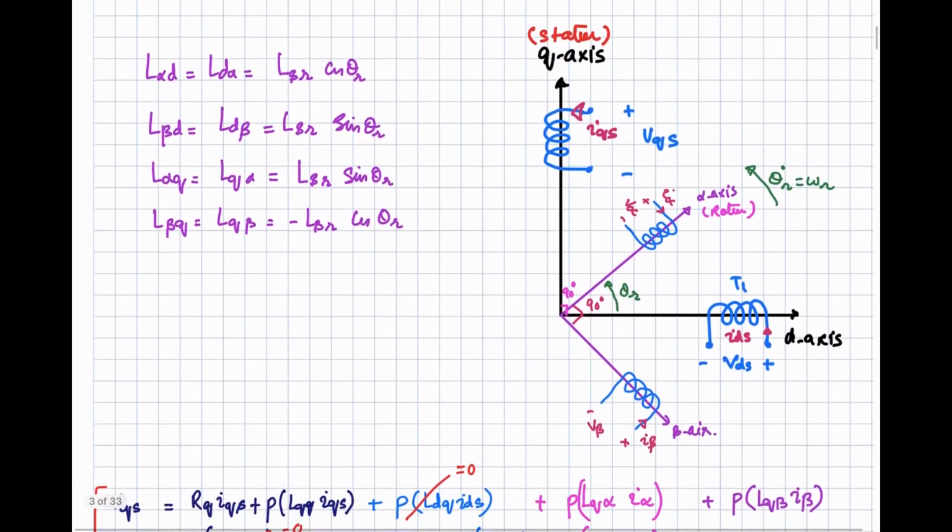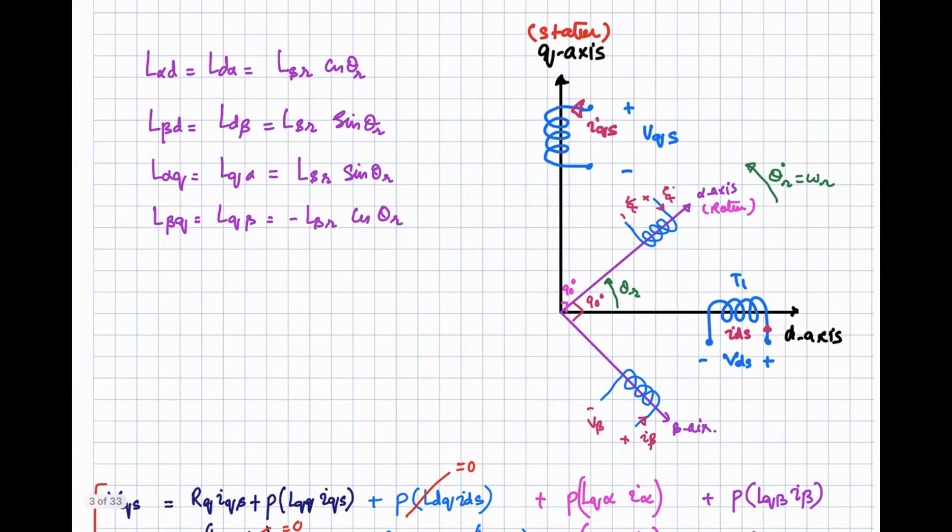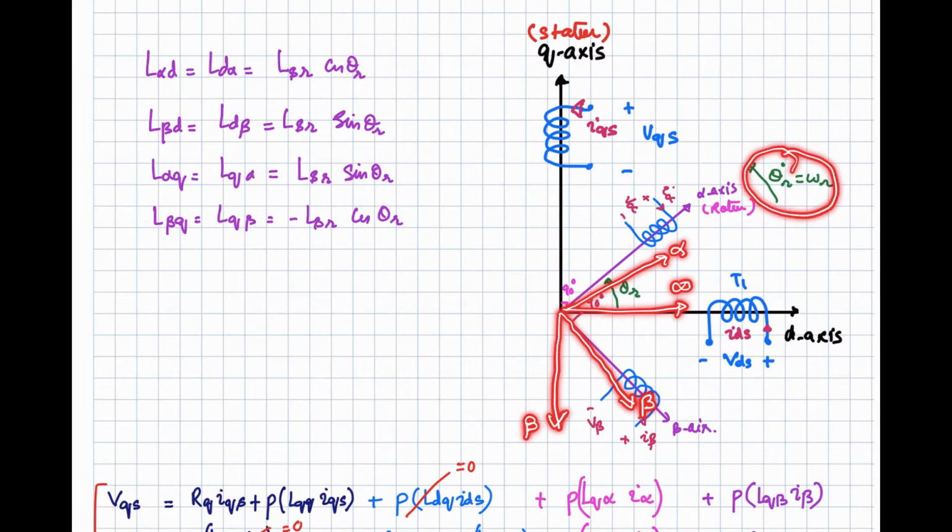Now what about the inductance between the alpha and the D axis, or D and the alpha axis? Just consider that this axis is somewhere over here at a certain instant of time. This is your alpha axis and this is your beta axis, and at a certain other instant of time the alpha axis moves over here and the beta axis moves over here because it is rotating with the speed omega r, equal to theta r dot, where theta r is the angle between the alpha axis and the d axis.